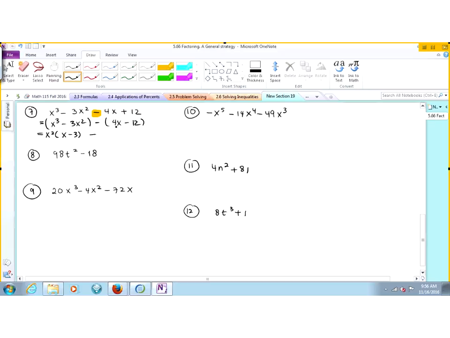x squared times x minus 3. Okay. Do I have common factor between 4x minus 12? 4. So take out the 4, left with x minus 3. Yes. So do I have any common factor between these two terms? x minus 3, left with x squared minus 4. So can I still factor out x squared minus 4? Yeah, what is it? x minus 3 times x plus 2 times x minus 2. Yes. Finish.